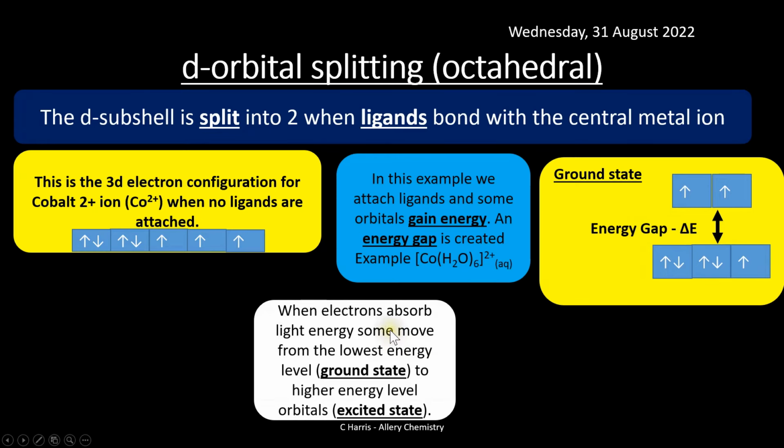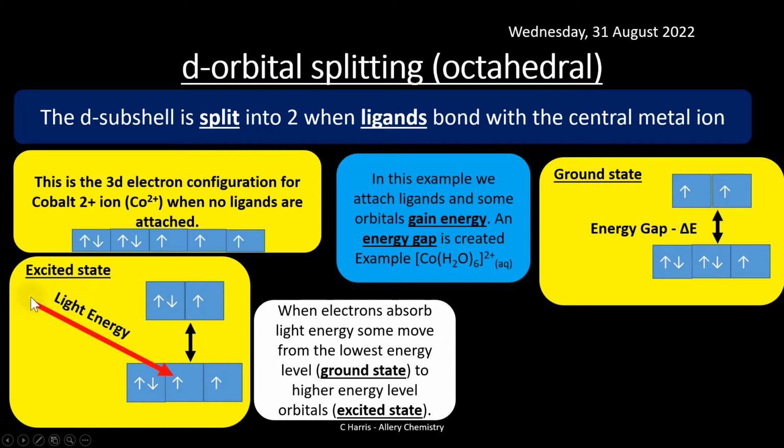So what happens is when electrons absorb light energy, in other words, you've got a beaker, you put it on the windowsill, and it'll absorb the light energy from the window. Then some of the electrons move from the lowest energy state, which is called the ground state, to a higher energy level called an excited state. So there's your light energy, it's gone in and moved one of the electrons into the higher state. You can see the electron there, that's now flipped and gone into the upper orbital, absorbed by light energy. So this is the excited state.